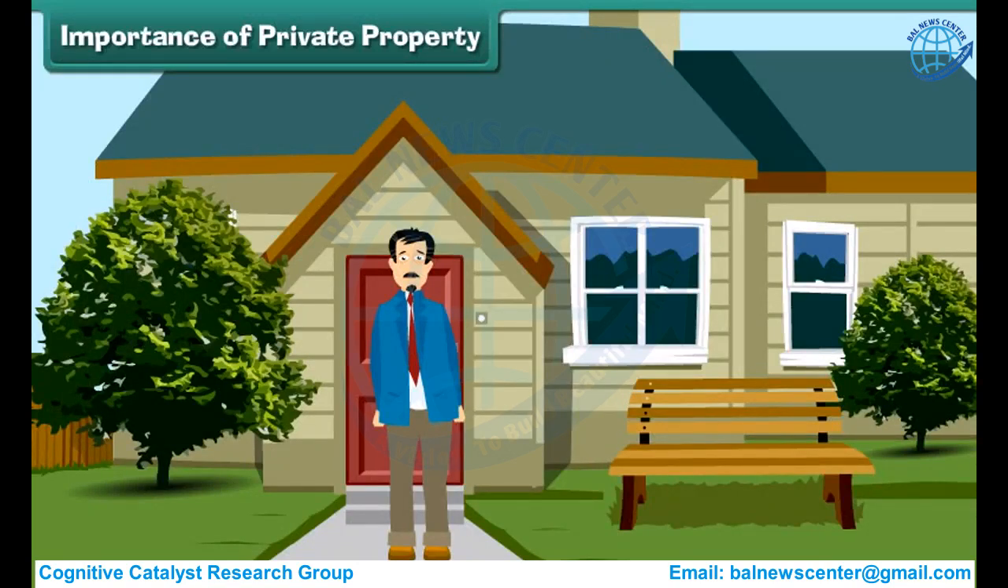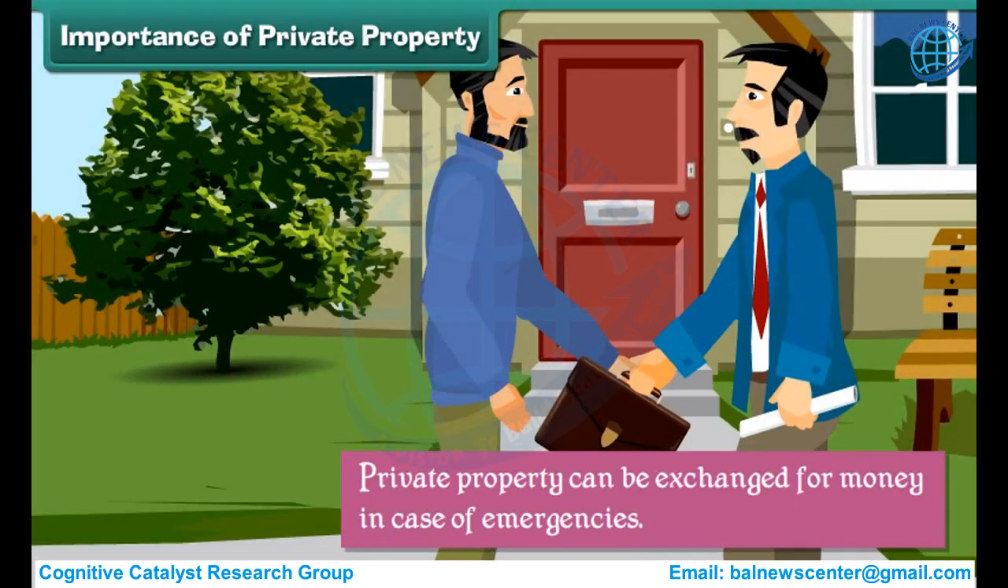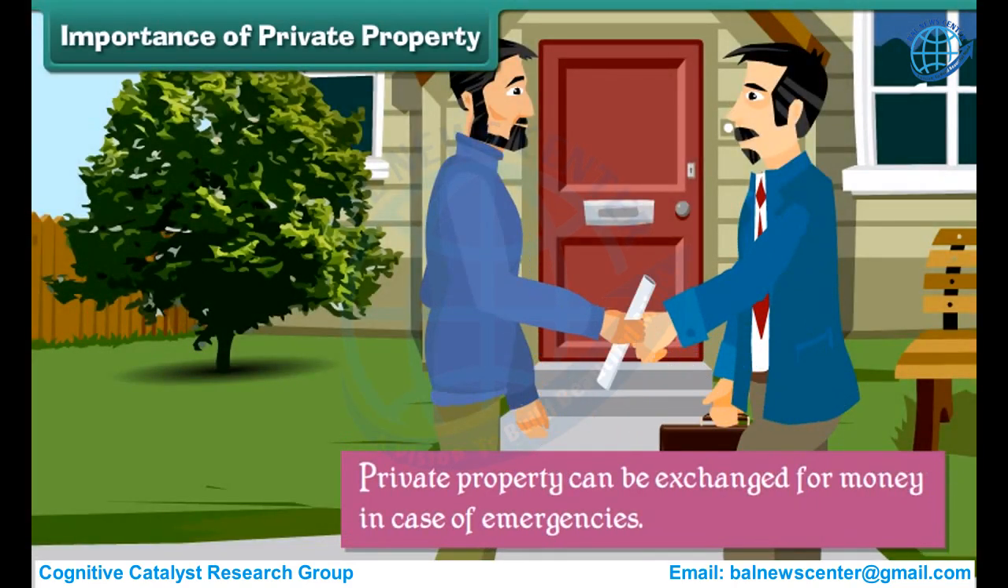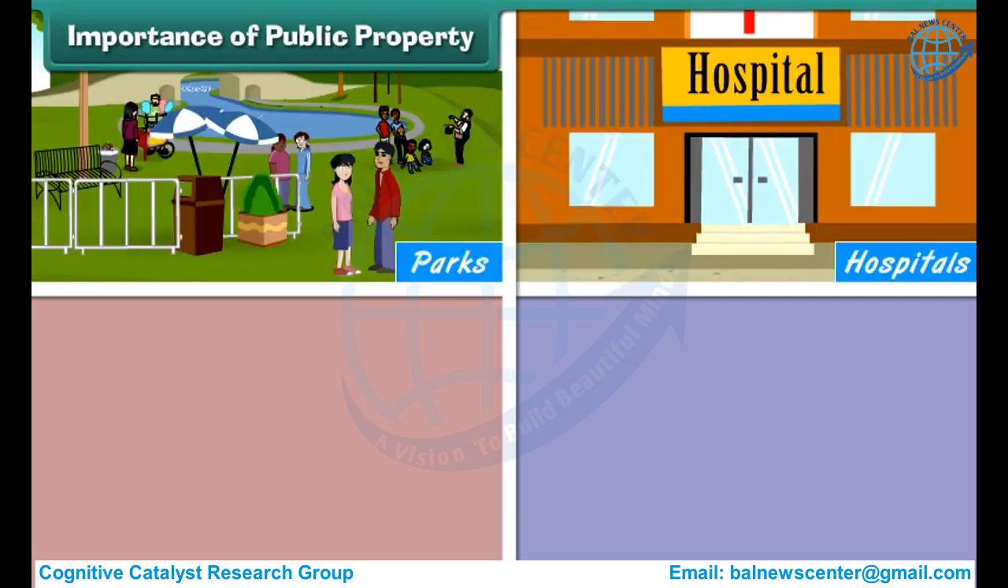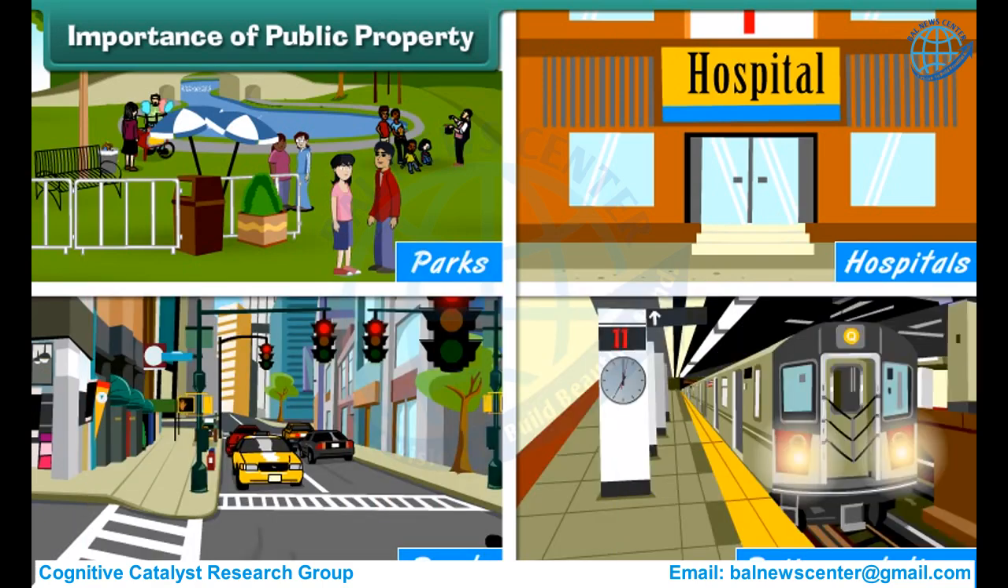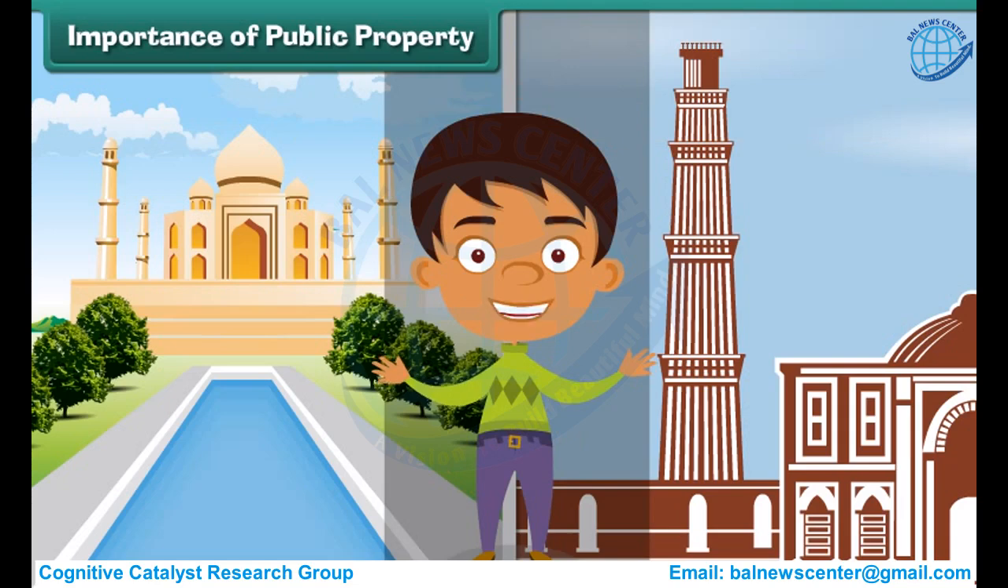Importance of private property. Ownership of property improves the social status of an individual. Private property can be exchanged for money in case of emergencies. Importance of public property. Public properties like parks, hospitals, roads, railway stations, etc. are for public welfare. They provide comfort and convenience to the public. Some public properties like historical monuments showcase the glorious history of a country. They are the pride of a nation.